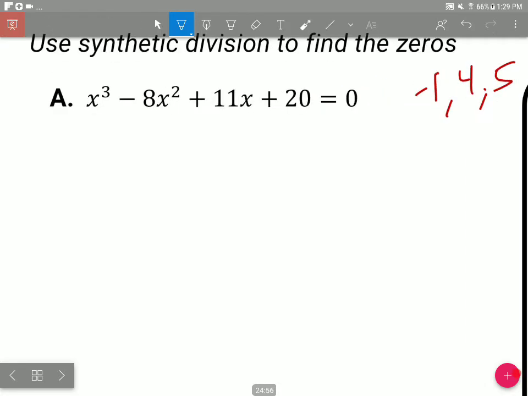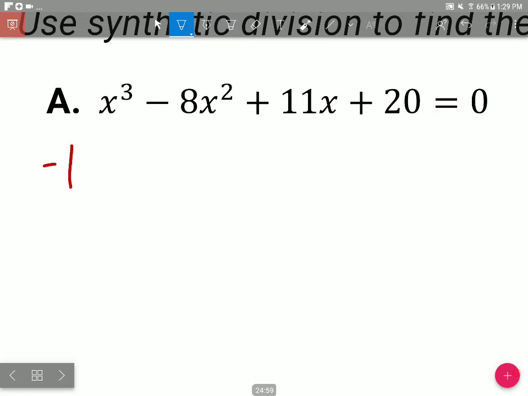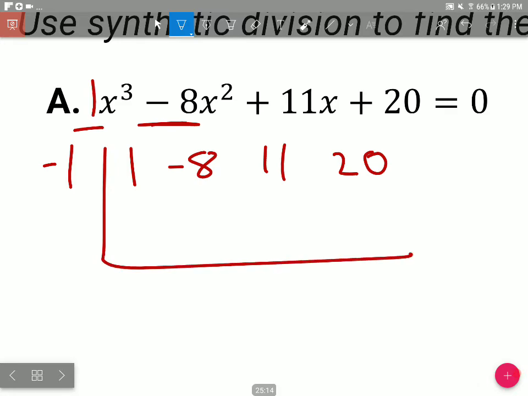Negative 1, sounds great. So let's do the negative 1, and then grab your coefficients. The first one is a 1. What's the next one? Negative 4? No, 1, then what's next? Negative 8, then what? 11, then 20. All right? So let's run through the paces. Drop the 1. 1 times negative 1 is negative 1. Add them up, you get negative 9. Negative 9 times negative 1 is positive 9. Add them up, you get 20. 20 times negative 1 is negative 20. Add them up, you get 0.